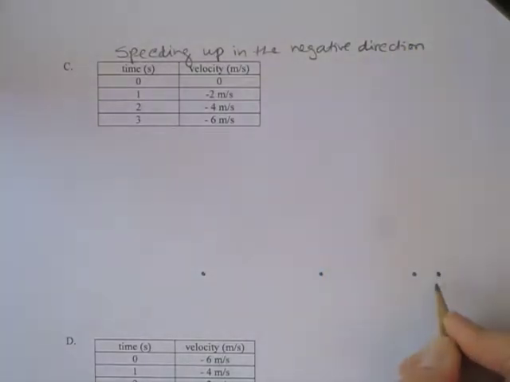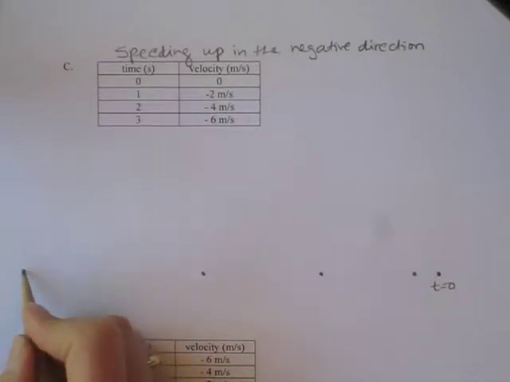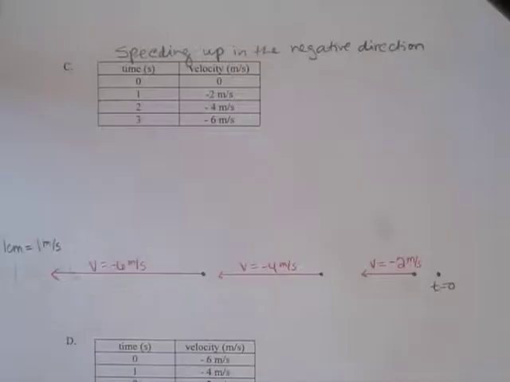So it's starting over here at time 0. Go ahead and draw your motion map to scale. 1 centimeter equals 1 meter per second. Your motion map should look like this: -2, -4, -6. And now go ahead and draw your change in velocity vectors for each time interval.